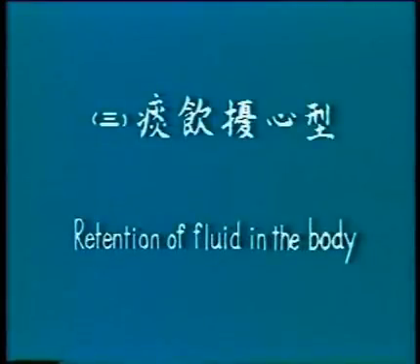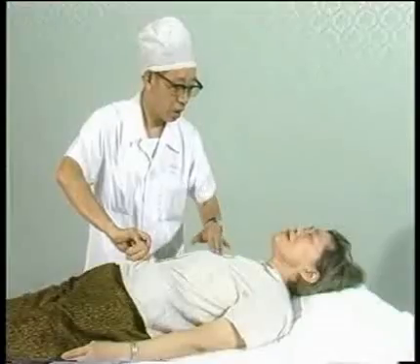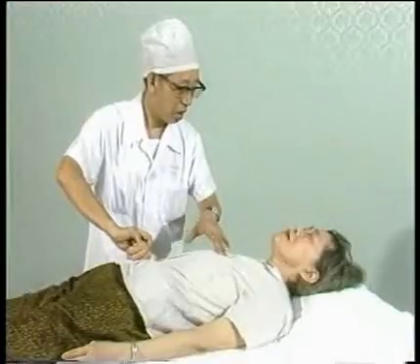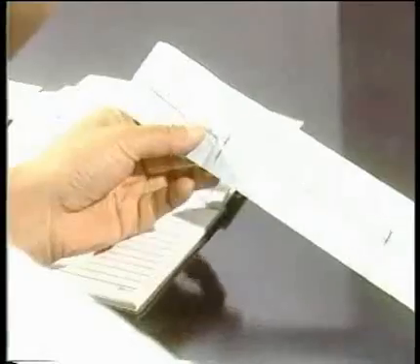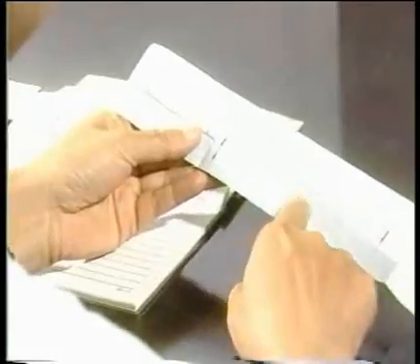Three. Palpitation due to retention of phlegm in the body. The patient feels palpitation, shortness of breath, stuffiness in the chest, aversion to cold, and chest pain. The pulse is wiry and slippery. ECG shows sinus bradycardia, sinus irregularity, and premature arterial pulses. The tongue is red with a white coating.